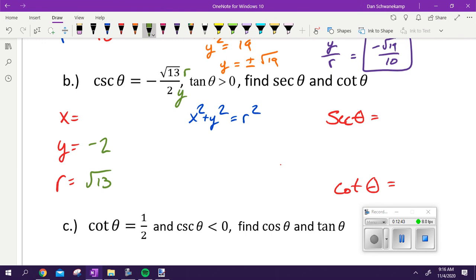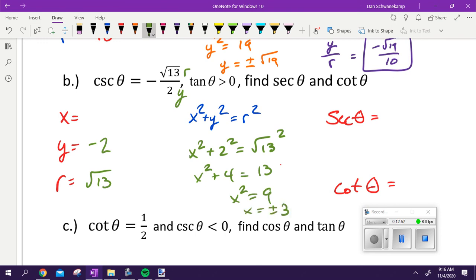Once I've done that, to find my missing one, I do Pythagorean Theorem. So x squared plus 2 squared is radical 13 squared. What is radical 13 squared going to get me? 13. So x squared is 9. So x is going to be plus or minus 3. I need another clue to make sure whether it's plus or minus 3.